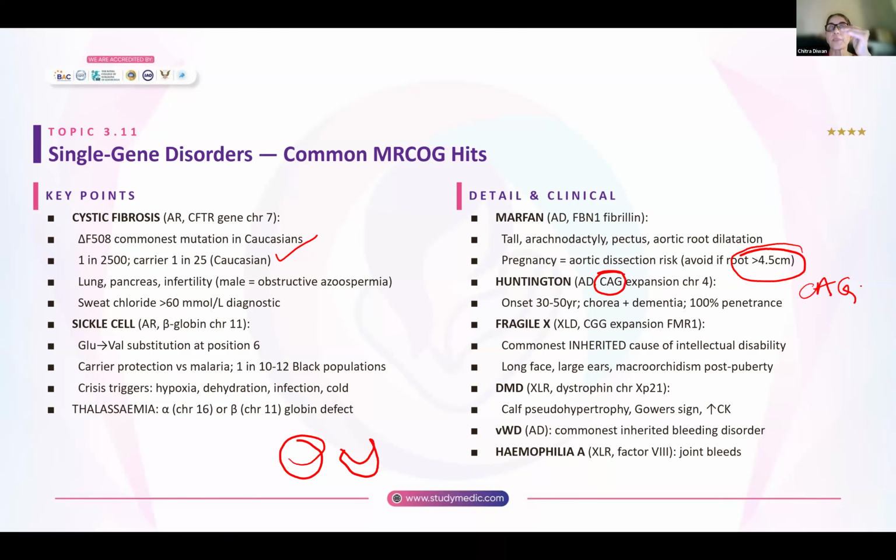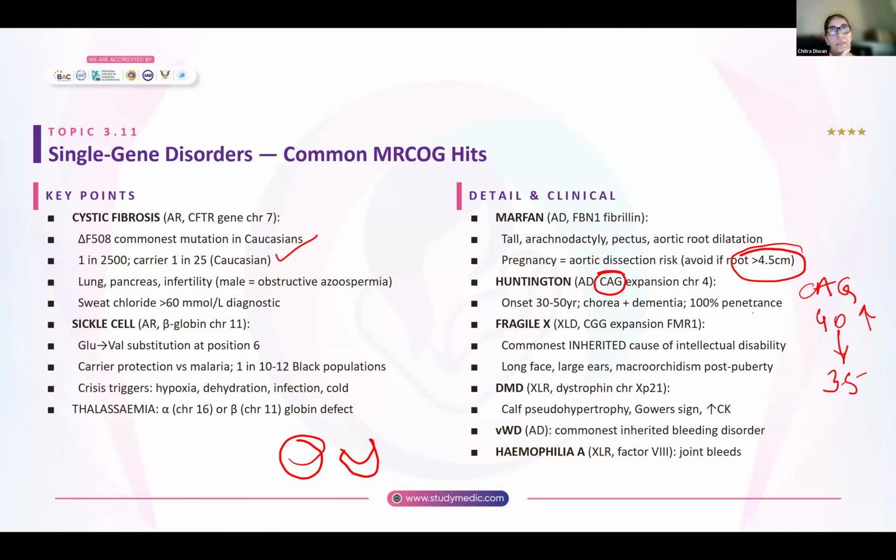In the offspring, it will come a little bit earlier, say maybe 40 to 45 in the second generation. In the third generation, it will come on still earlier. And the severity of the disease goes on progressing as the generations pass. There is chorea, there is dementia, and 100% penetrance is seen.